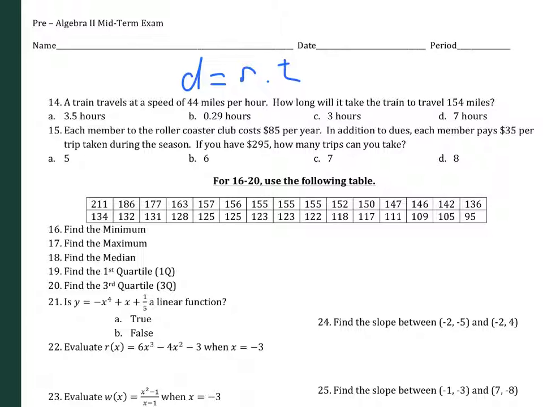For number 15, each member of the roller coaster club costs $85 a year. That'd be kind of fun, roller coaster club. In addition to the yearly dues, each member pays $35 per trip taken during the season. If you have $295, how many trips can you take? Okay, so this is the grand total amount of money that you have. You have to pay the 85. So with what is remaining, how many trips could you take? 5, 6, 7, or 8?